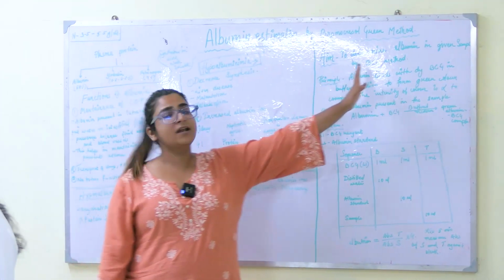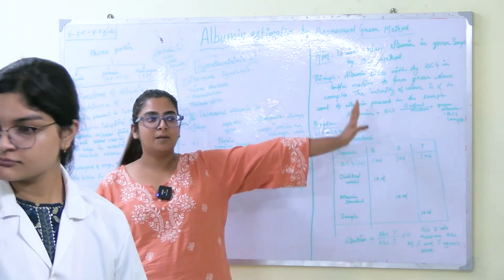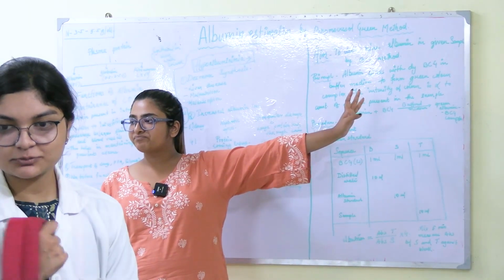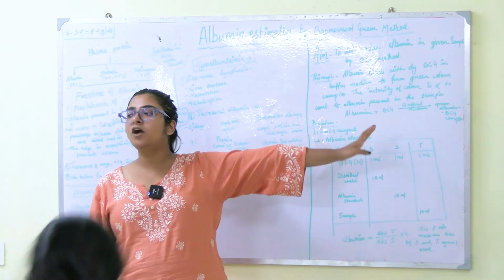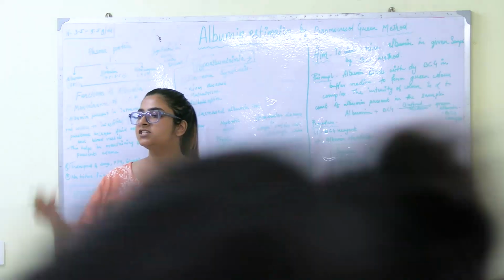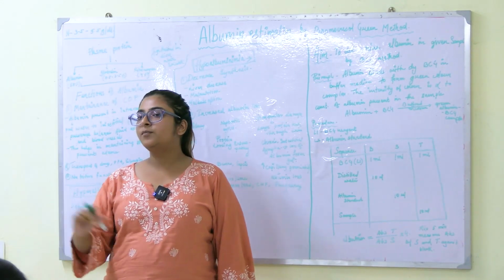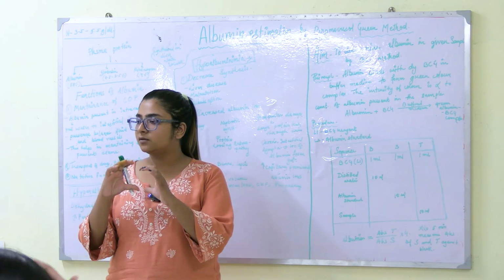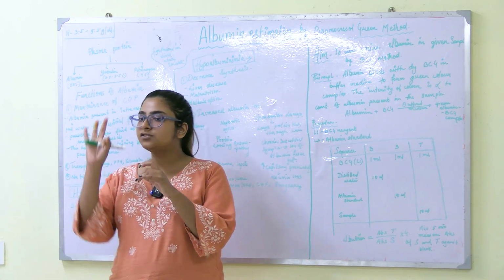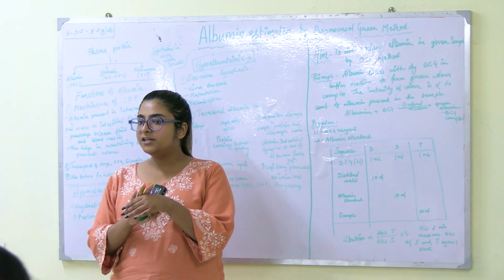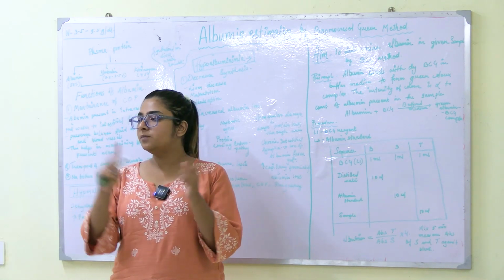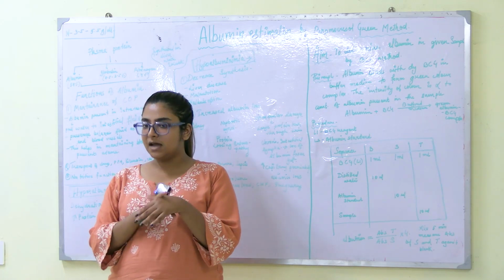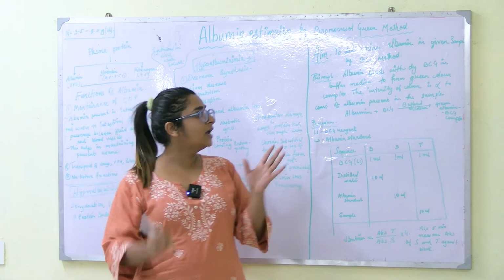So this one is determining the serum albumin by the BCG method. BCG is what? Bromocresol green method. Now BCG is a dye, a reagent. You will be provided with an albumin kit. You had 3 reagents in the calcium part; here you will have 2 reagents: one buffer reagent and one albumin standard. Now I'll tell you the principle.